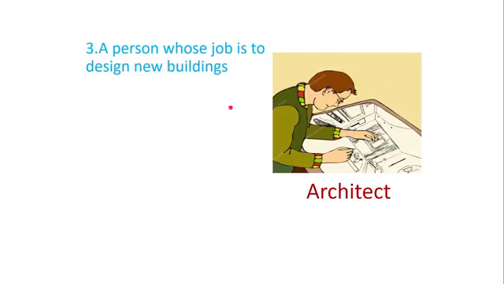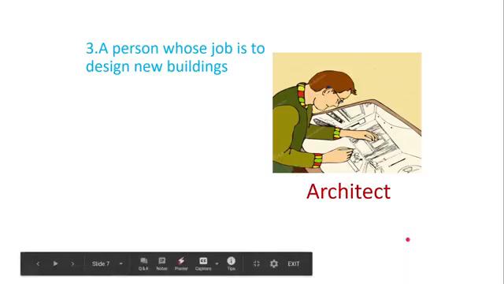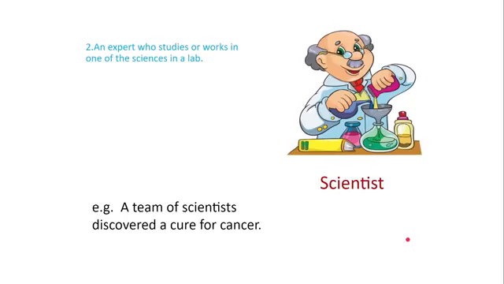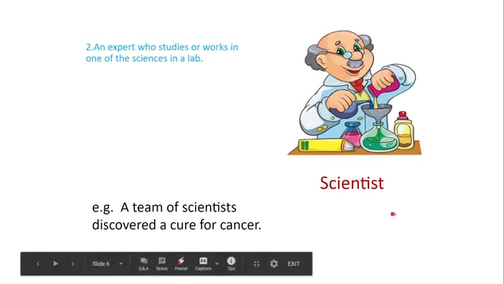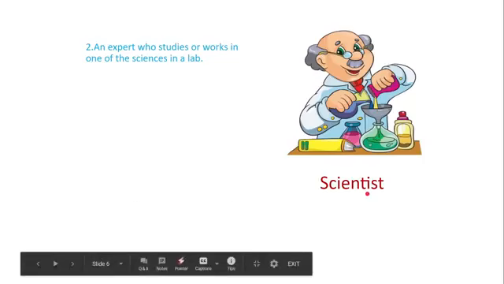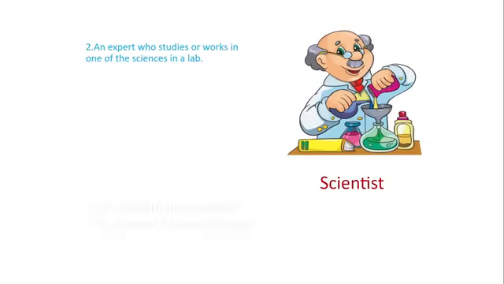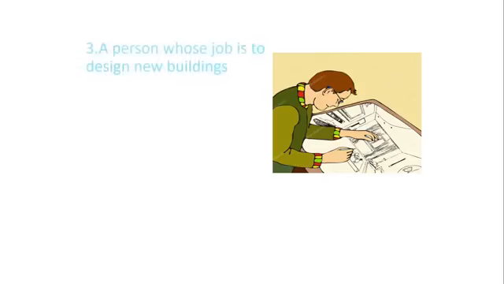Can you tell me what part of speech is the word architect? Super. It's a noun. Can you tell me what part of speech is scientist? Yes, it's a noun. And judge is a noun, okay? So architect is a person whose job is to design new buildings.